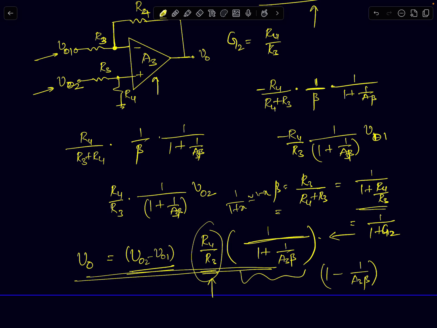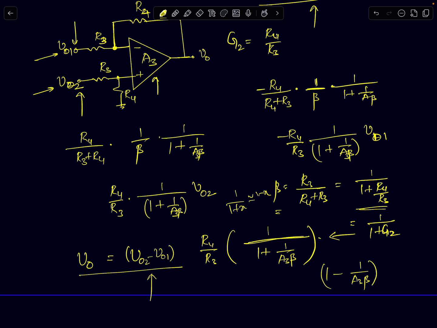Now you can look at this result directly. Even if you assume the op-amp has a finite gain, the common mode error is 0. If you apply common mode signals to both these inputs, the output will be 0, even with a finite op-amp gain. That's why we didn't include this in the CMRR computation.